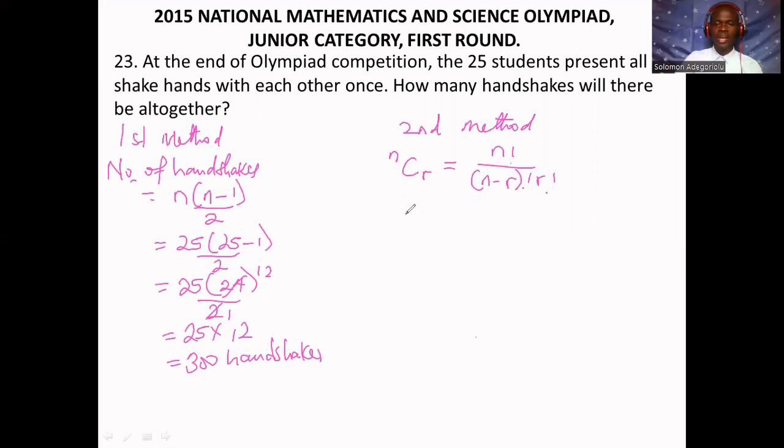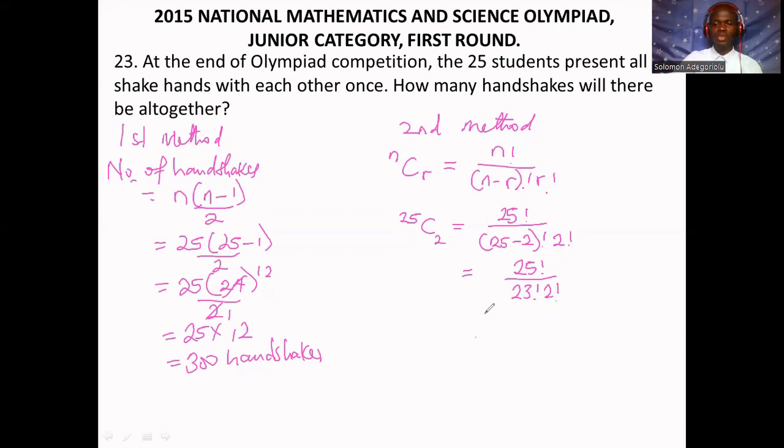So from here, we have n to be 25, combination r, which is 2, is equal to 25 factorial over 25 minus 2 factorial, because our r is equal to 2, and then 2 factorial. Let's try and expand this. Here we have 25 factorial over 25 minus 2, that's going to give us 23, so we have 23 factorial, and then we have 2 factorial.